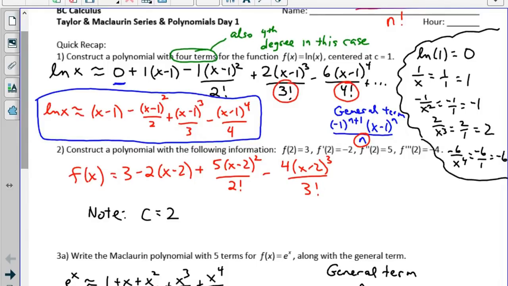Problem 2, construct a polynomial with the following information. We know that the center is at 2 because it gives us all this information at f of 2, f prime of 2, and so on. And then we know the values of those things, so we can write our polynomial as is stated in red.